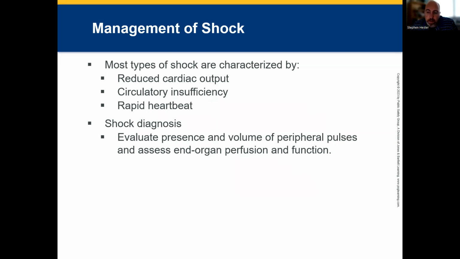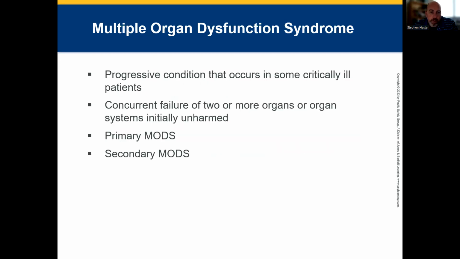Okay, so you need to evaluate the presence and volume of the peripheral pulses and assess end-organ perfusion and function. If a patient is starting to mottle, you see pallor, peripheral or central cyanosis, or a delayed capillary refill, these are pretty much signs that shock is already present. Okay, decreasing levels of end-tidal CO2 are also an early indicator of shock.